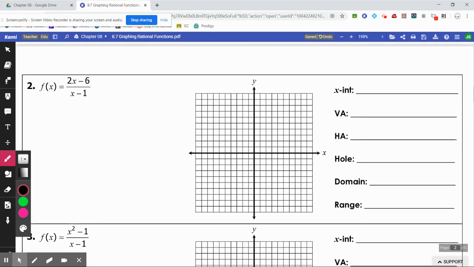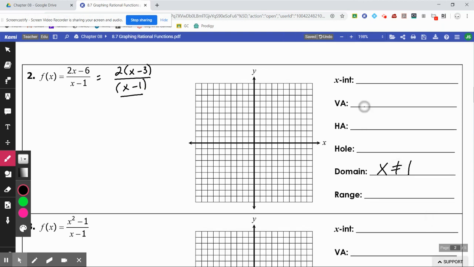Number 2. Again, step number one, I always find all domain restrictions. X is not equal to 1. Now, we do need to factor this just to see what is a factor of the top and what is a factor of the bottom. So you have an x minus 3 and a 2 on top, and you have an x minus 1 on bottom. So I'm good with that. My domain restriction is x cannot be 1. So what's happening there? Is it a vertical asymptote or is it a hole? Since there's no x minus 1 on top, then I have a vertical asymptote located at x equals 1, and I will have no holes.